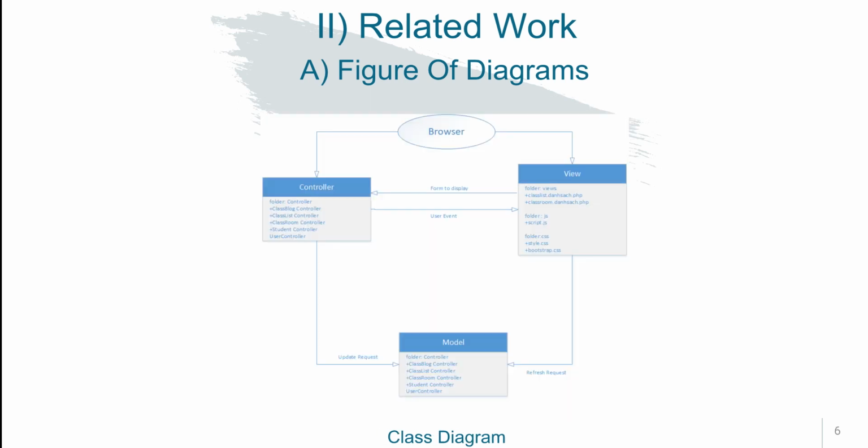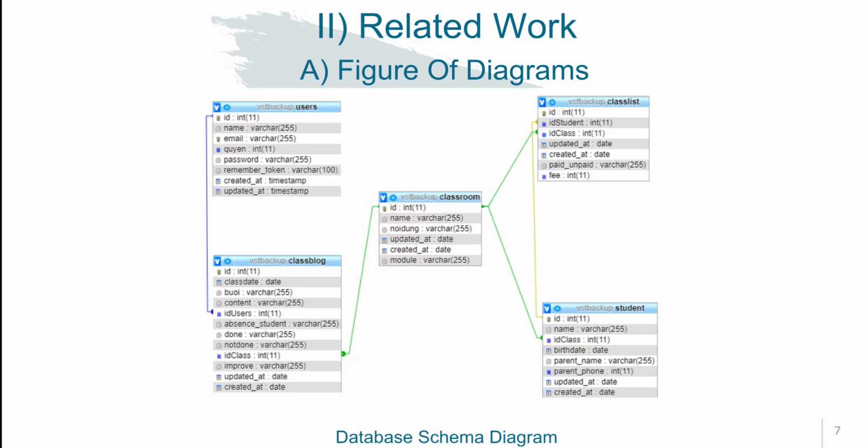The next diagram is the class diagram. For the class diagram, I use the MVC model: model, view, controller, and later I will show how I arranged my project in the MVC model. And this is my database schema diagram.